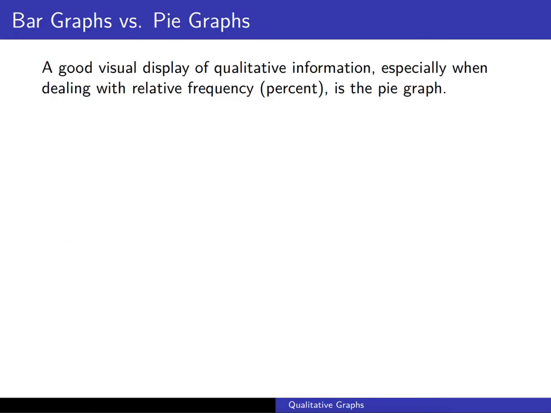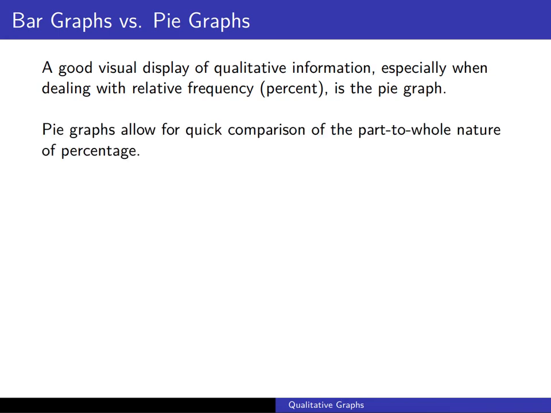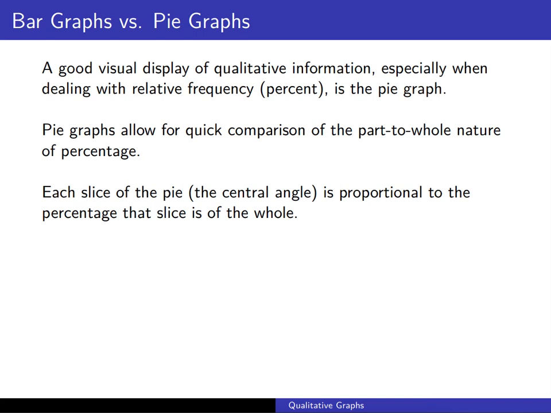So a good visual display of qualitative information, especially when dealing with the relative frequency or the percent of the total, is the pie graph. So we saw in our last video that we can use bar graphs for relative frequency. However, pie graphs are more specially designed for relative frequency or overall percent of the total frequency for each of the categories. So pie graphs allow us for quick comparisons of the part-to-whole nature of percentage. And each slice of the pie, so your central angle of the circle of the pie, is going to be proportional to the percentage that the slice is of the whole.